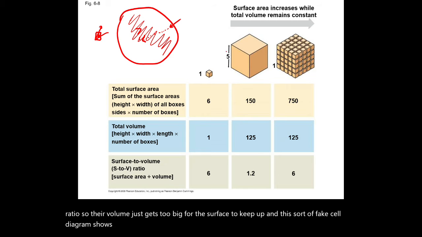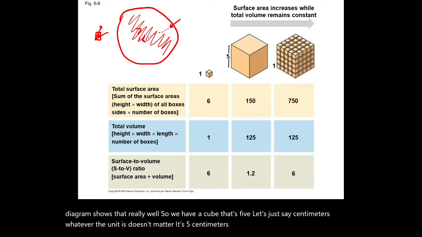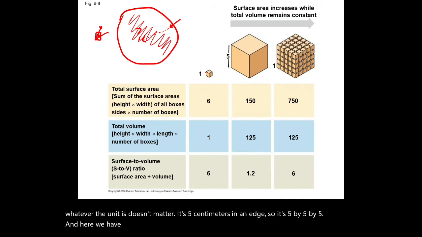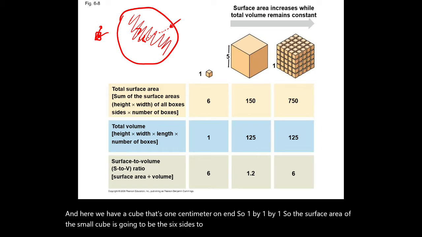So we have a cube that's 5, let's just say centimeters, whatever the unit is, doesn't matter. It's 5 centimeters on edge, so it's 5 by 5 by 5. And here we have a cube that's 1 centimeter on end, so 1 by 1 by 1. So the surface area of the small cube is going to be the 6 sides to it, it's like a die, like when you're rolling dice. So we know the 6 sides.